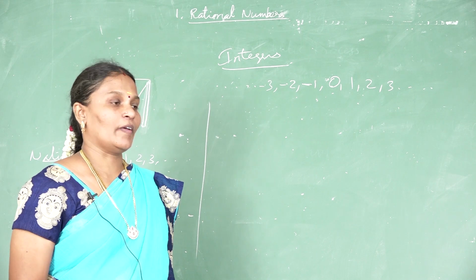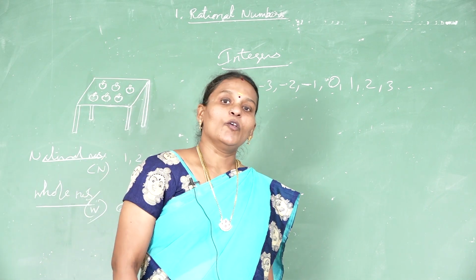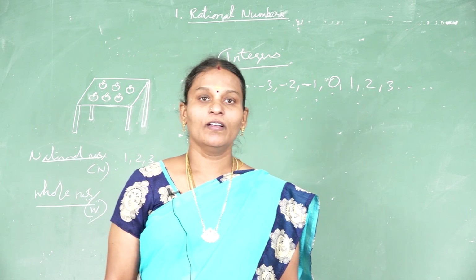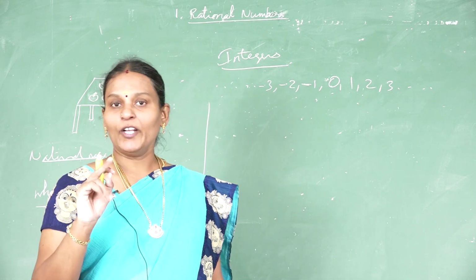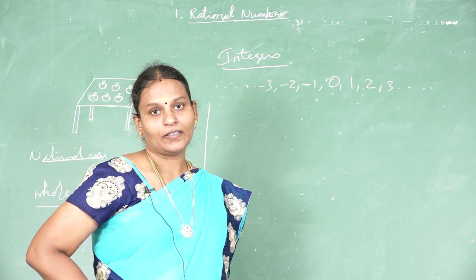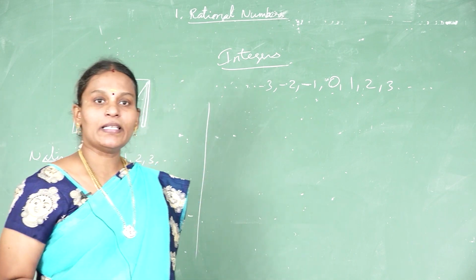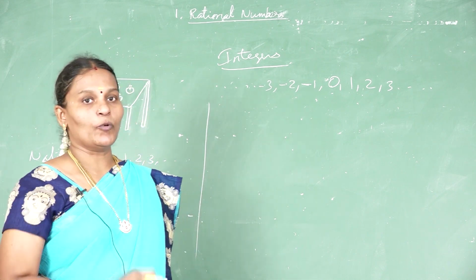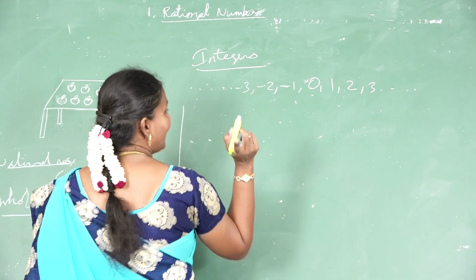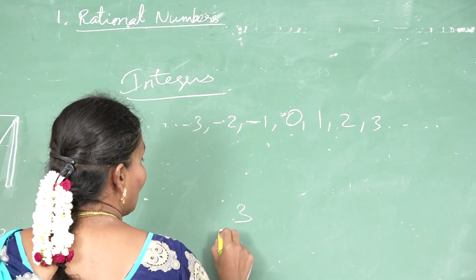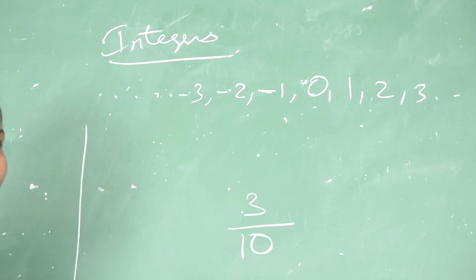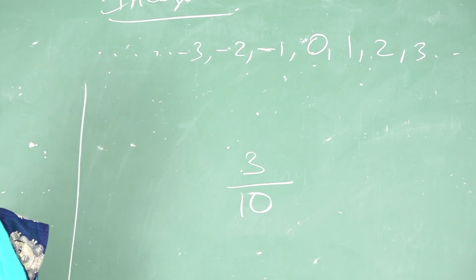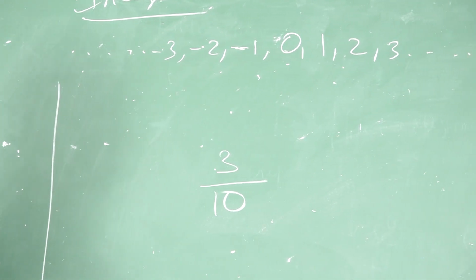Now, your mom prepared 10 puris. You say, Mom, I need only 3 puris. So how do you represent that in a number? Out of 10, you need only 3 puris. So that number you represent as 3 out of 10. What is this number? How do you call this number? Yes, very good. That is a fraction.